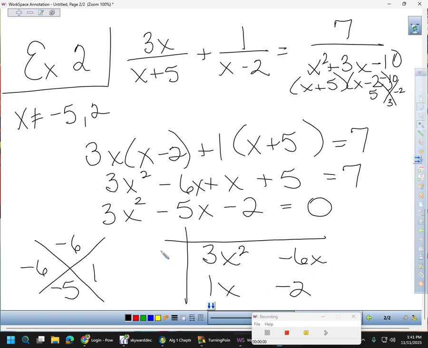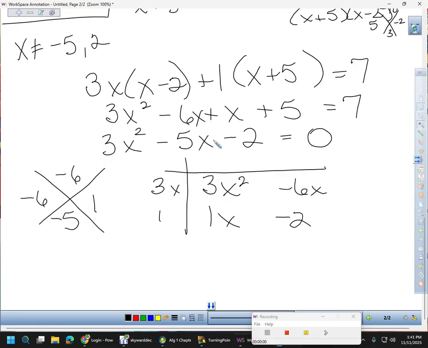Out of the top line, I can take out a 3 and an x. Out of the bottom line, I can only take out a 1. Up and down, I can only take out an x. And up and down here, I can take out negative 2. So my factors are 3x plus 1 and x minus 2.